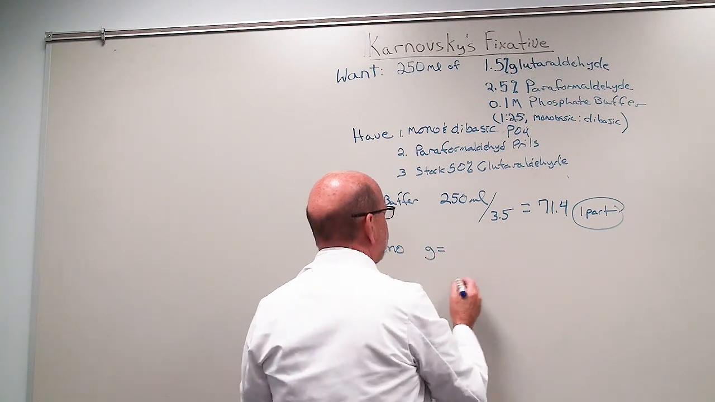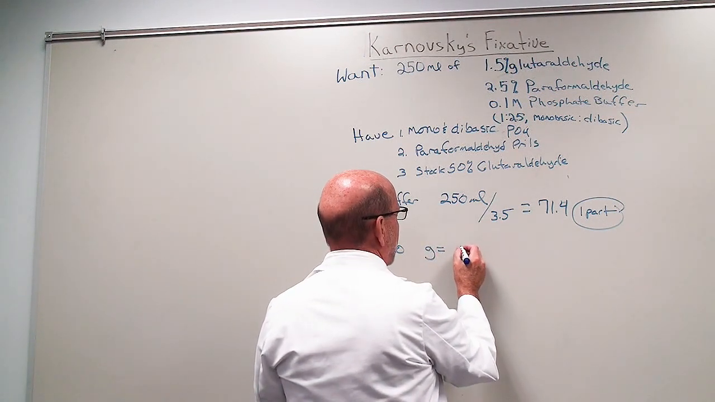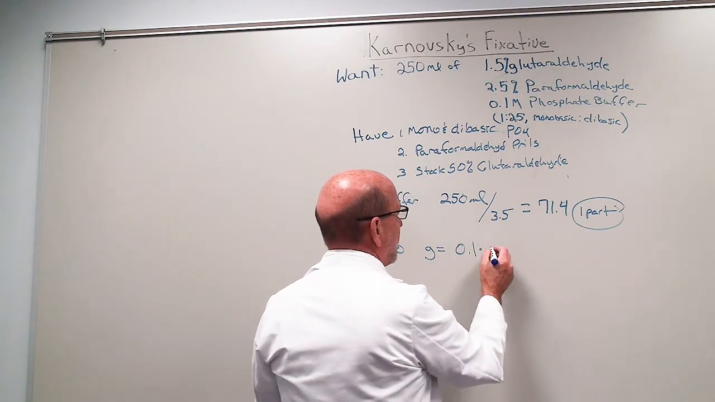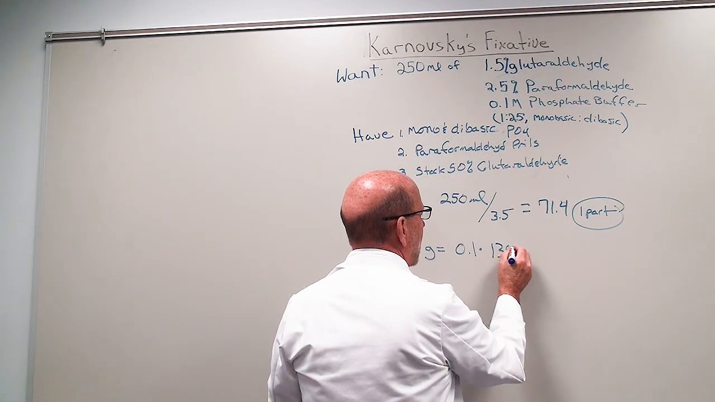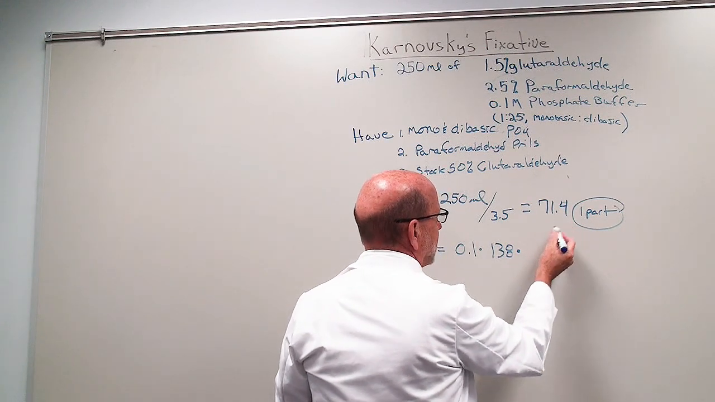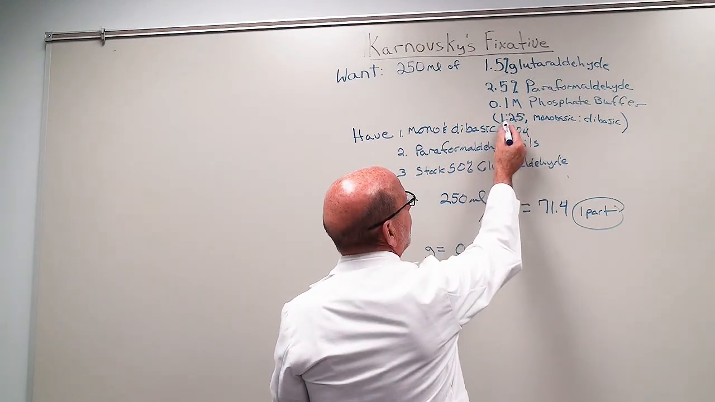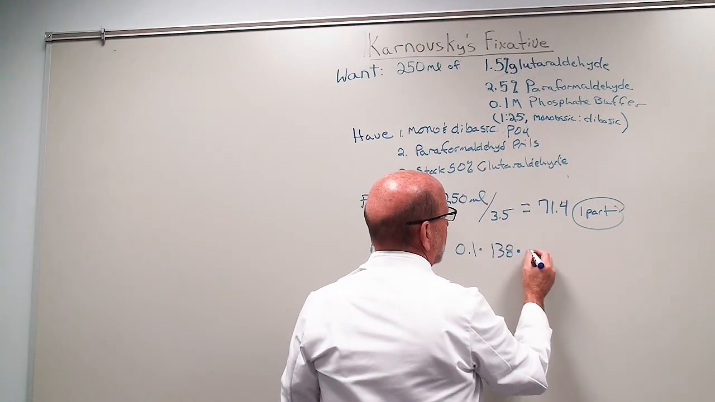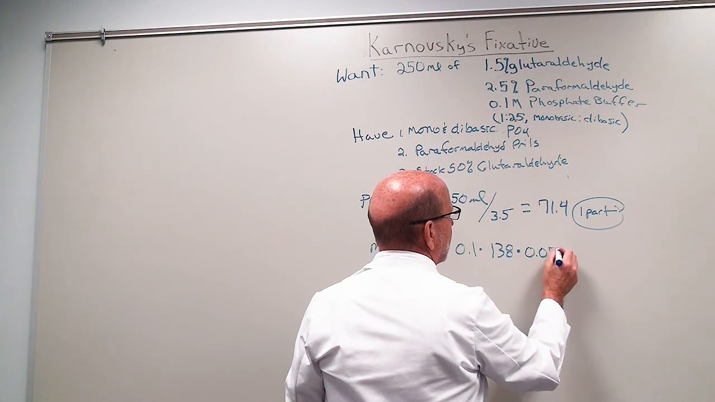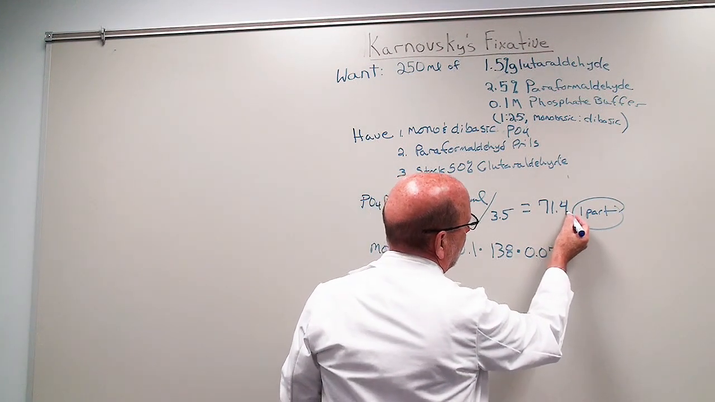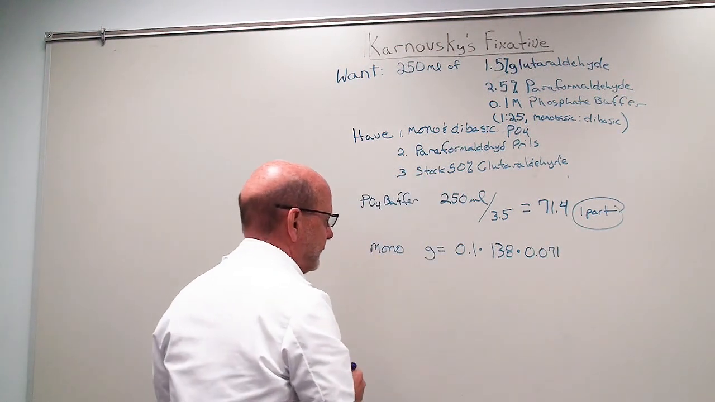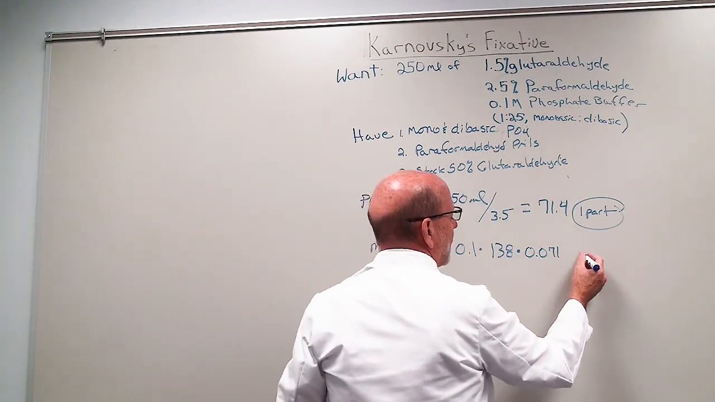So our monobasic grams equal, and again, our calculation for molarity is the desired molarity times the gram formula mass, which is 138 for monobasic, times our 1 part, because the ratio was 1 to 2.5, so the 2.5 is going to be dibasic. Remember that we want to put that in liters, so 0.071. If you do the 4, you can round that off. It doesn't hurt when you have calculators, but sometimes those small numbers get in the way.